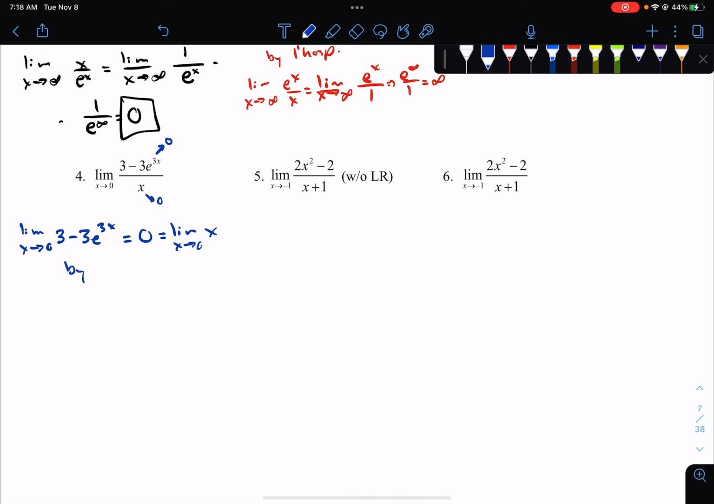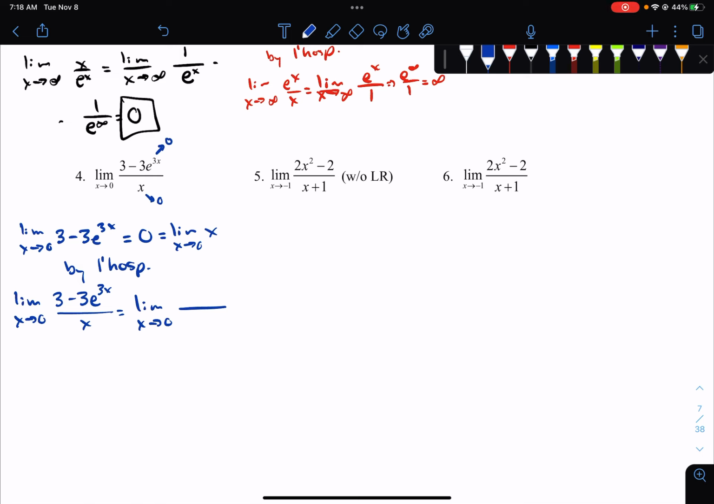So now, because that's true, I can say by L'Hopital's rule, the limit as x goes to 0 of the original, 3 minus 3e to the 3x over x, is equal to the limit as x goes to 0 of the derivative of the top over the derivative of the bottom. Please don't use the quotient rule. I'm not using the quotient rule. I'm taking the derivatives of the top and the bottom separately because L'Hopital lets me, all right?